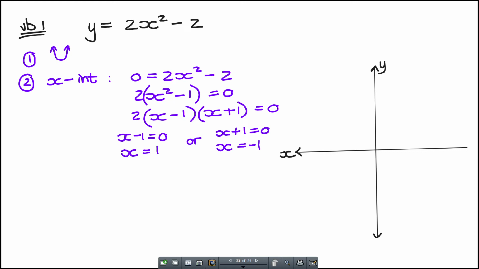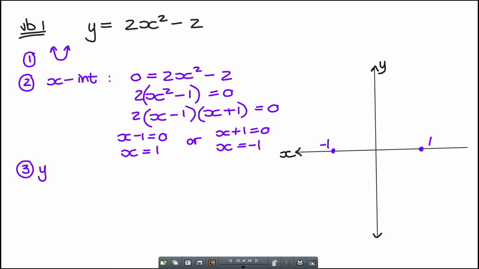Is julle reg? Okay, so we did our x-intercepts. Okay, kom ons gaan plot hulle sommer gou. Ons gaan hier by minus 1 en daarby positief 1.